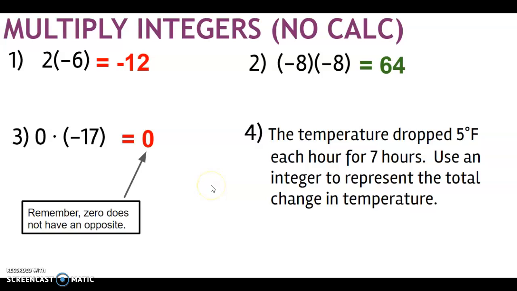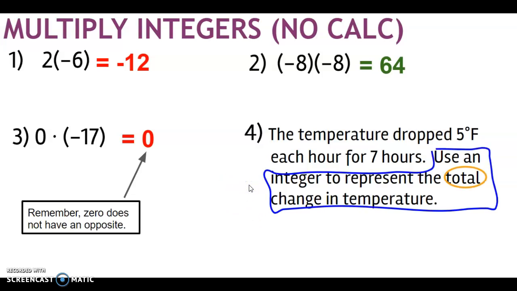All right, let's try 4. Here we've got a situation. The temperature dropped 5 degrees each hour for 7 hours. We want to use an integer to represent the total change in temperature. So remember, an integer is either a positive or negative number. What integer represents the total change in temperature? Really we want to figure out the integer that represents the change in temperature is blank.